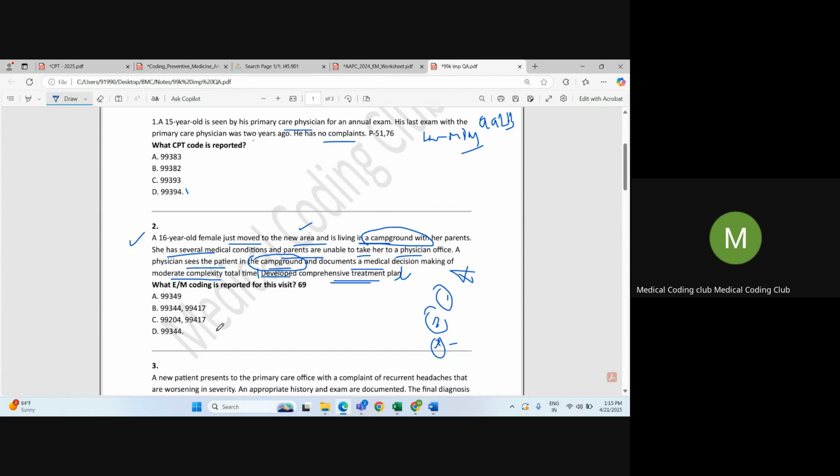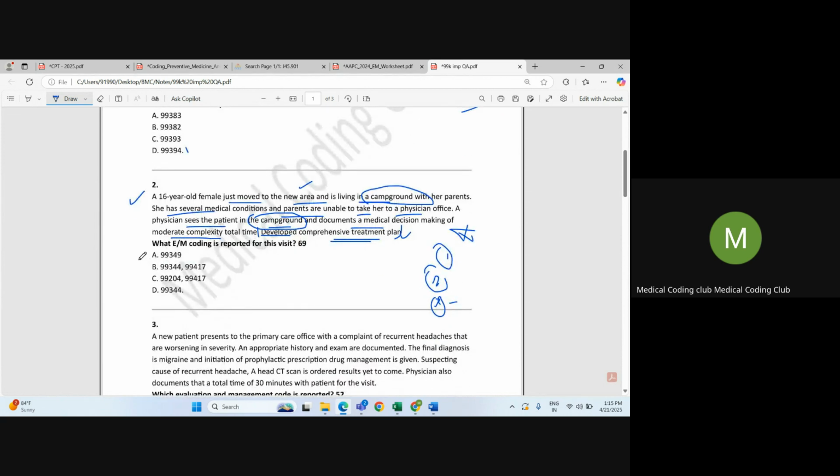So you can see the options. We have options in the 9934 series and an office visit. The office visit you can easily eliminate, because the patient is in the campground and the physician treated her there. So the office visit is not required. And then one is 99349, an established patient. This is also not needed. Okay, so let's see the answer.